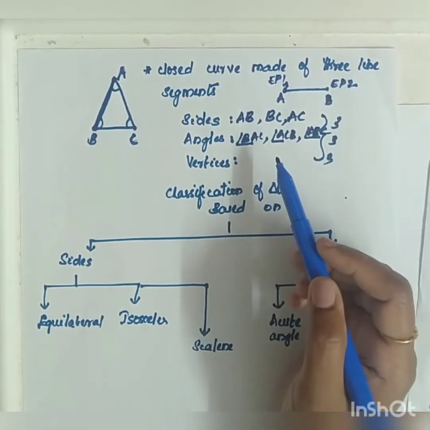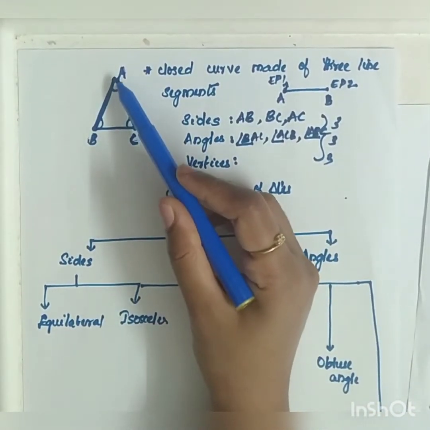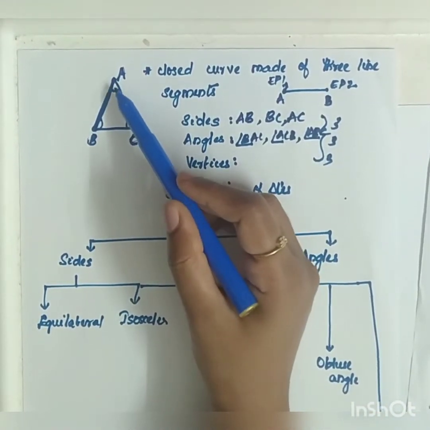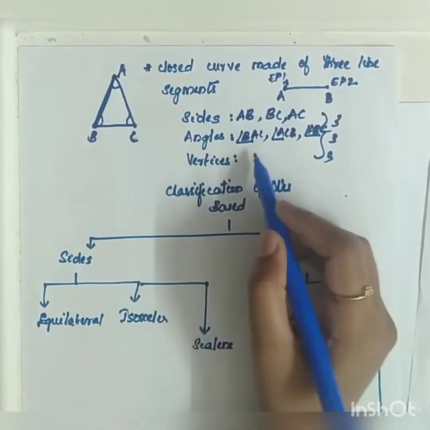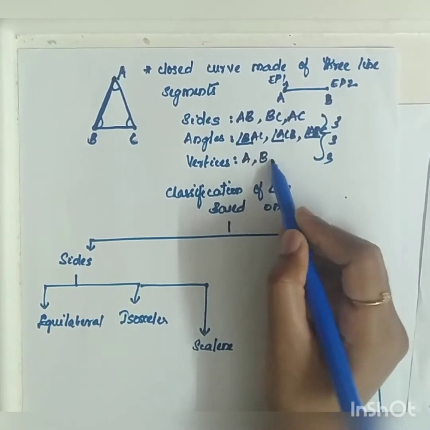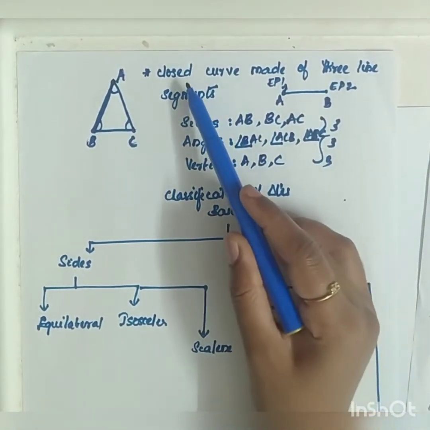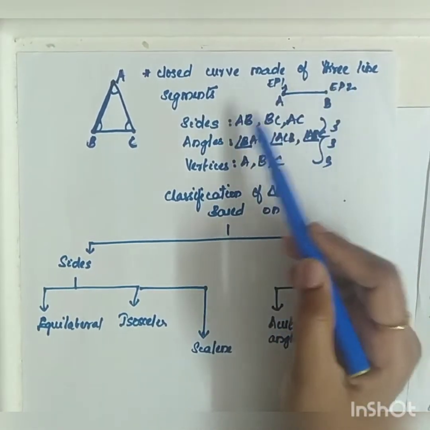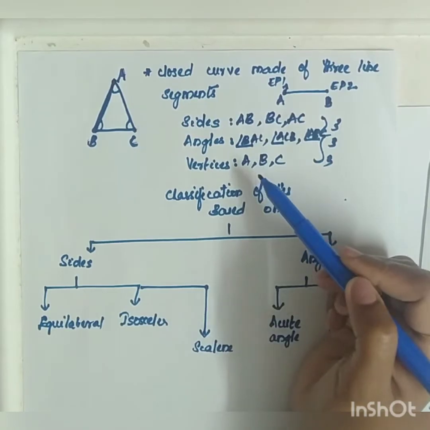So what is meant by a vertex? The common point where 2 lines or line segments meet. So the 3 vertices, the common points, are A, B, and C. So I am repeating it once again: the triangle is a closed curve made of 3 line segments. It has 3 sides, 3 angles, and 3 vertices.